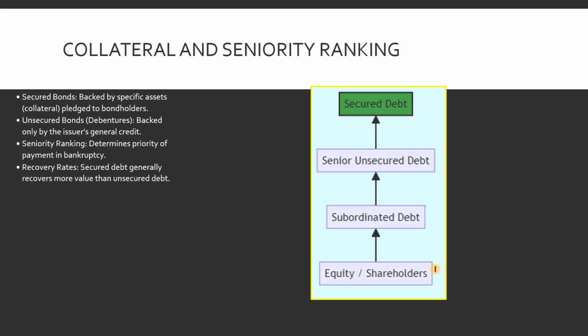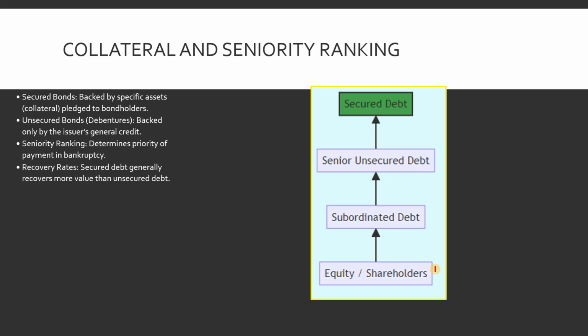We also have a pecking order called seniority ranking. Senior debt gets paid first, then subordinated or junior debt gets paid only after senior debt is satisfied. Being higher in this rank generally means you recover more money in a default scenario.